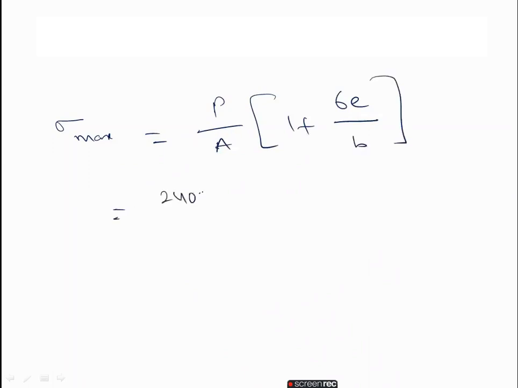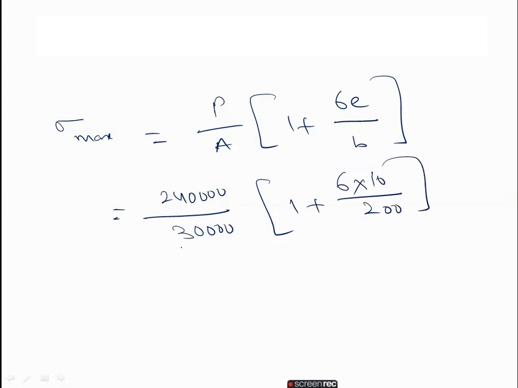Now calculate the sigma max value. We know the formula is P by A into 1 plus 6E by B. P is 240 into 1000, area is 30,000, and 1 plus 6 into eccentricity 10 mm, B is the width, 200. If I calculate, I get 10.4 Newton per mm square. We just derived this sigma max for the rectangular cross section.